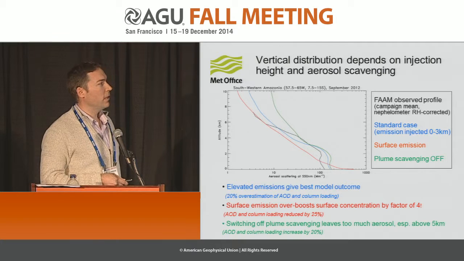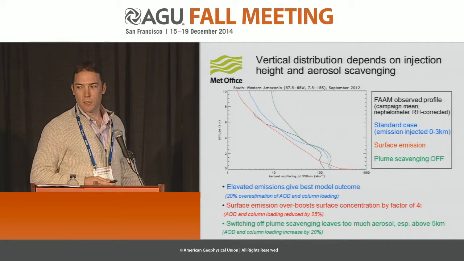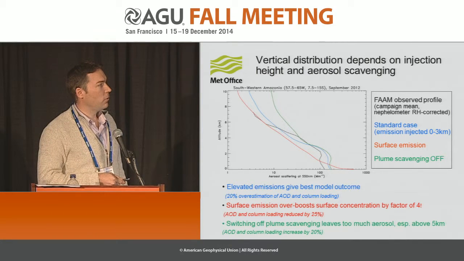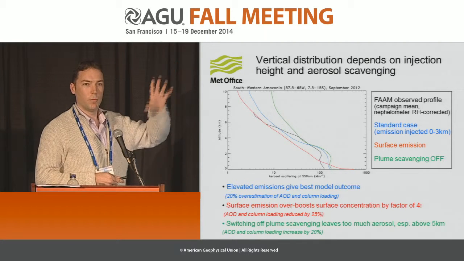So this has major ramifications for comparing with surface data. It basically shows you, if you were to try and validate your model with surface data, you're completely wide open to how you represent this elevation of the plumes.